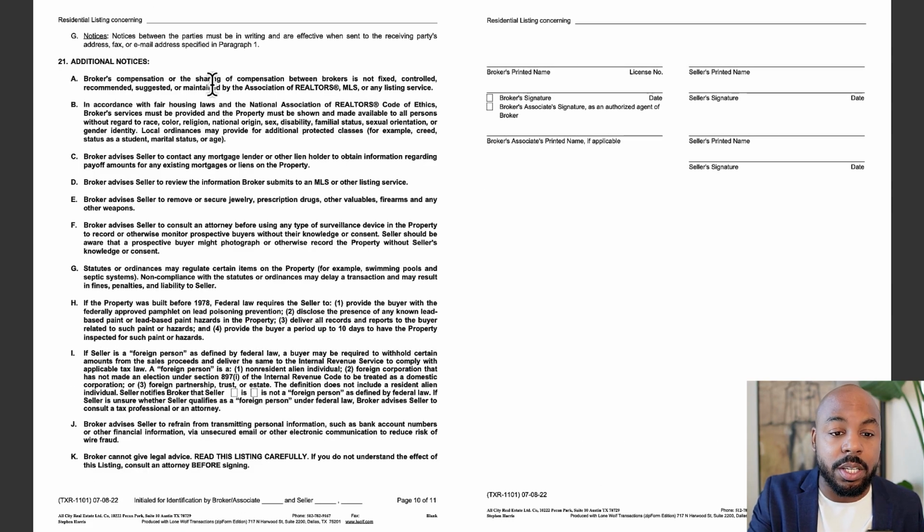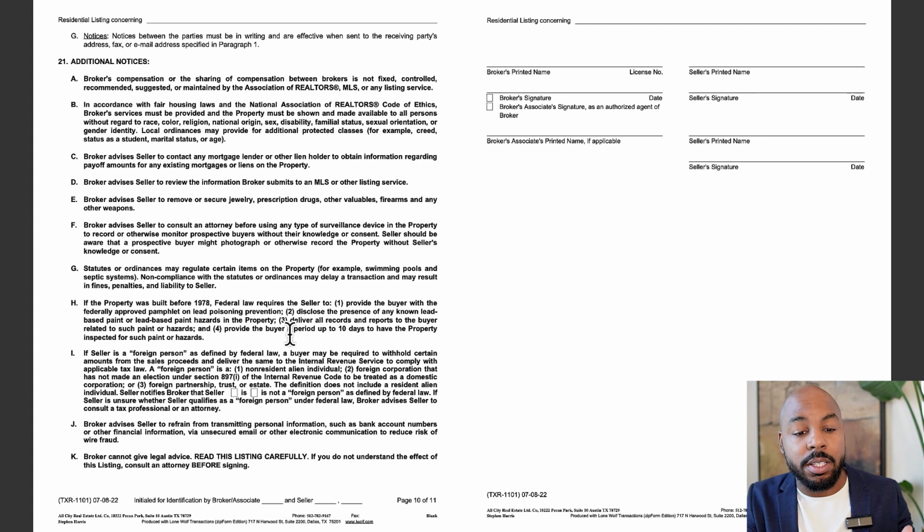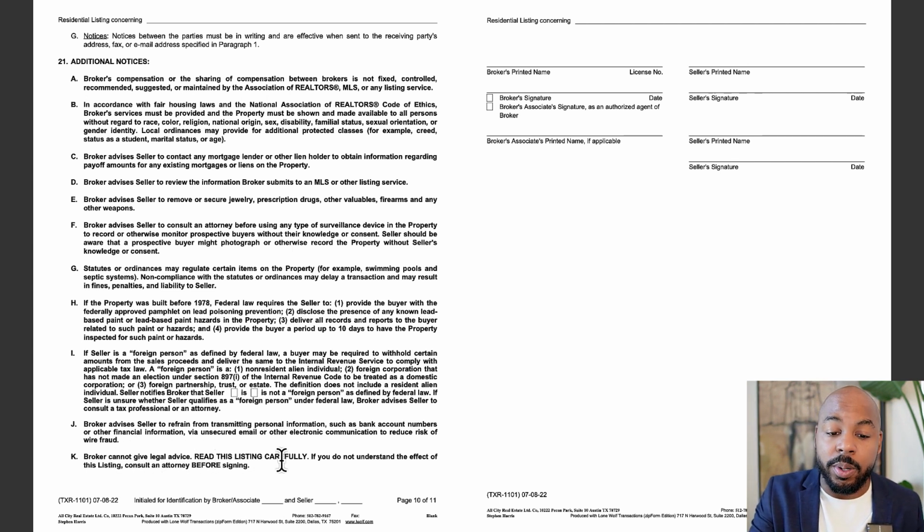Additional notices, please review all of these additional notices. This just says more of our responsibility. We're advising you to review the information that we submit to the MLS, review and contact any mortgage lender or lien holder to obtain information, payoff amounts, consult with an attorney before using any surveillance devices. Just go through all of these to make sure that you're in full understanding. And the very, very last thing is the broker cannot give legal advice. Read this listing carefully. If you did not understand the effect of this listing, consult an attorney before signing.